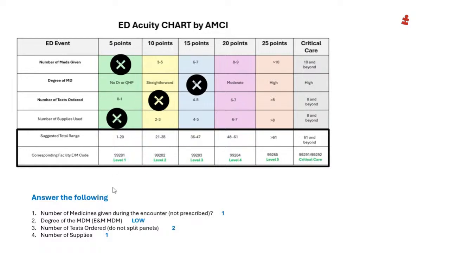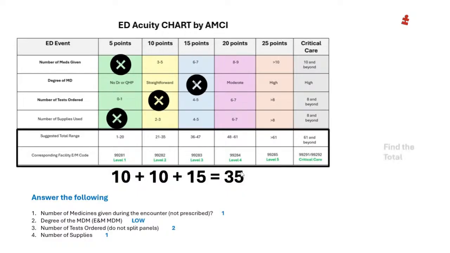So in the first column, you got 5 points for the number of meds given, 5 points for the number of supplies. 5 and 5 is 10. You also have 10 points in this column, and the only thing we have here is the number of tests ordered. So that is going to be plus 10, and the MDM is 15 because it's in the 15 column. So you have a total of 35 acuity points.